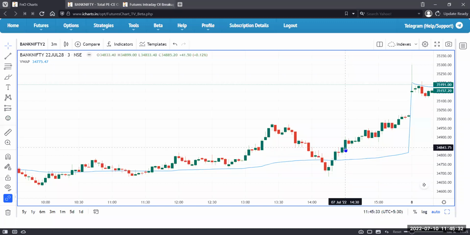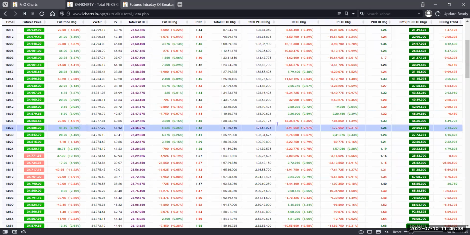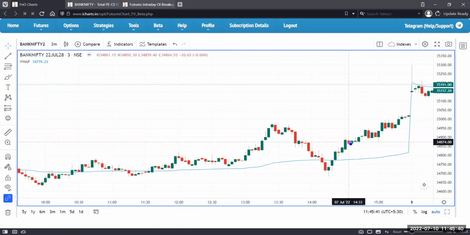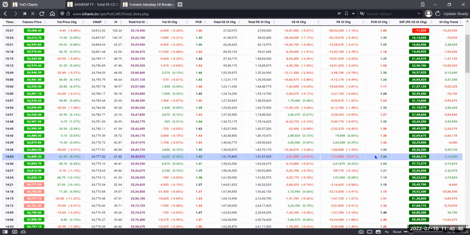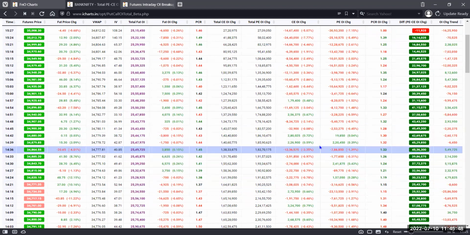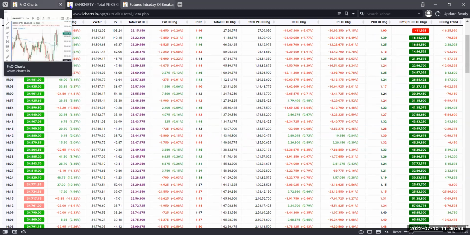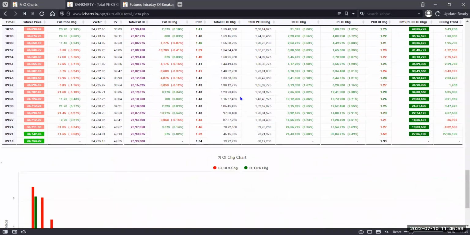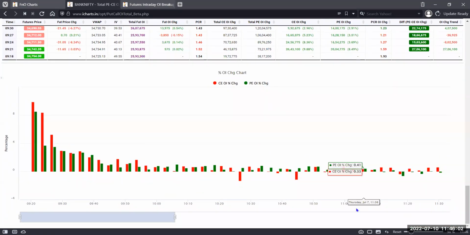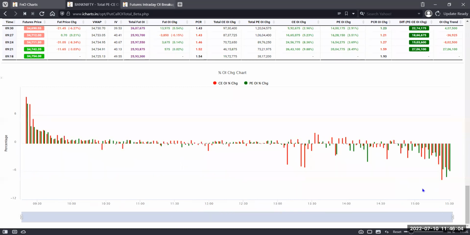I was not in this trade at all because, I think, here I had got a signal in Nifty, not in Bank Nifty, but in Nifty. We can check that over here if you see. There was absolutely no signal over here, even at 2:30. After that also, nothing. So at least based on unwinding, there was absolutely no signal. Let me zoom it out. There were only bearish signals here.